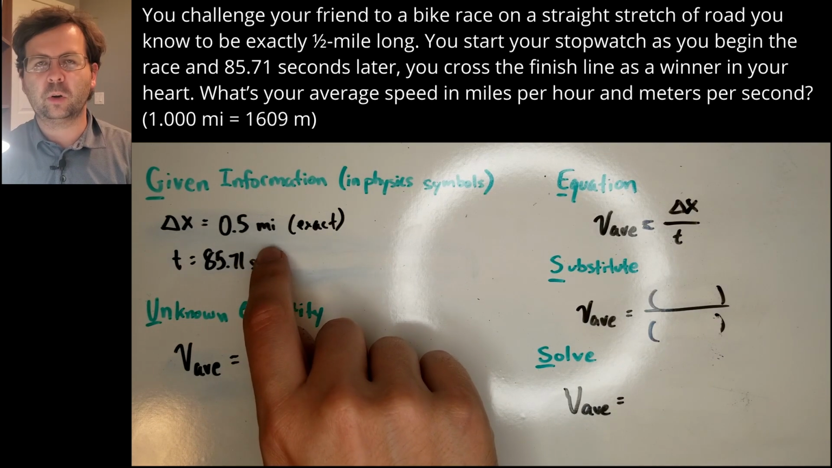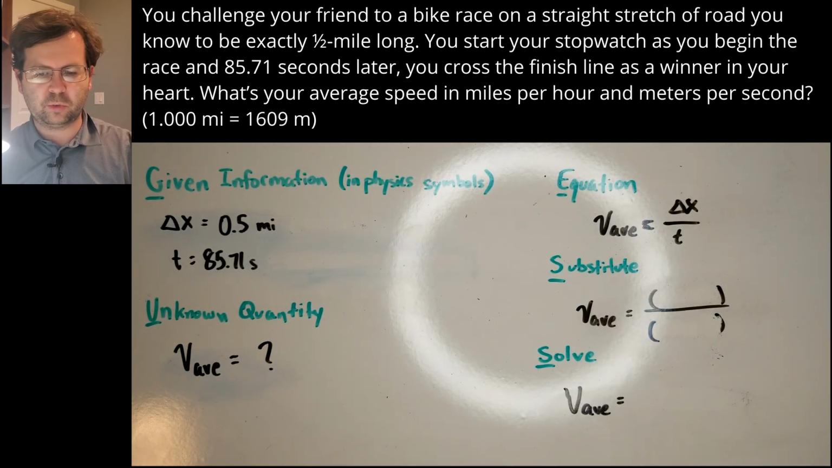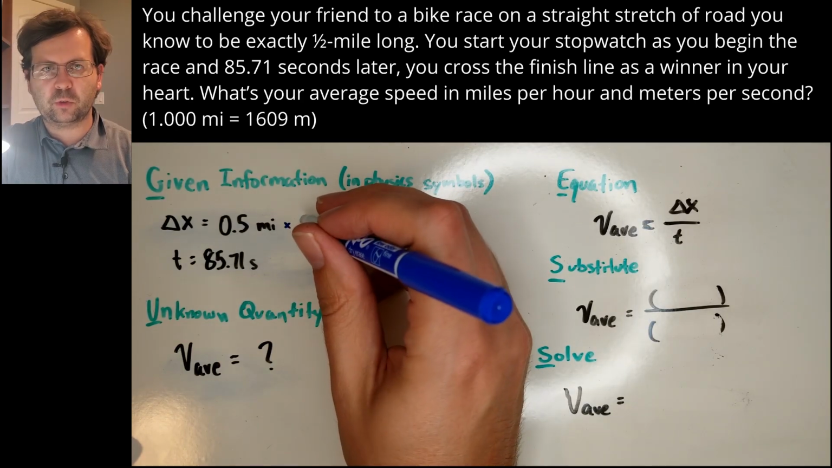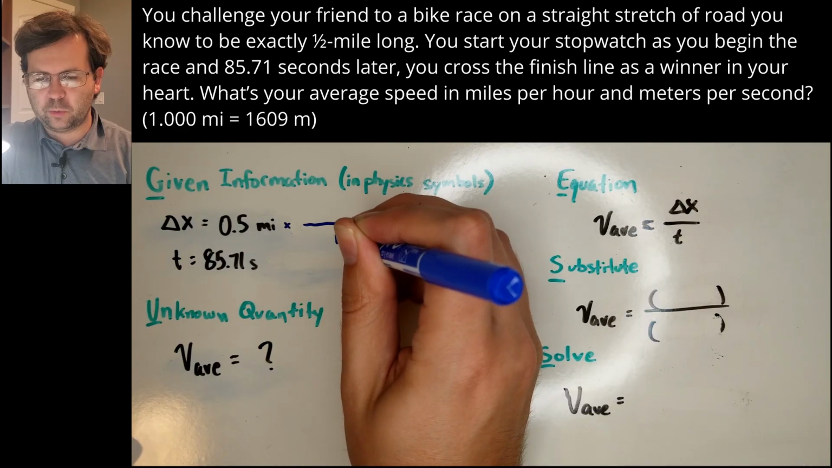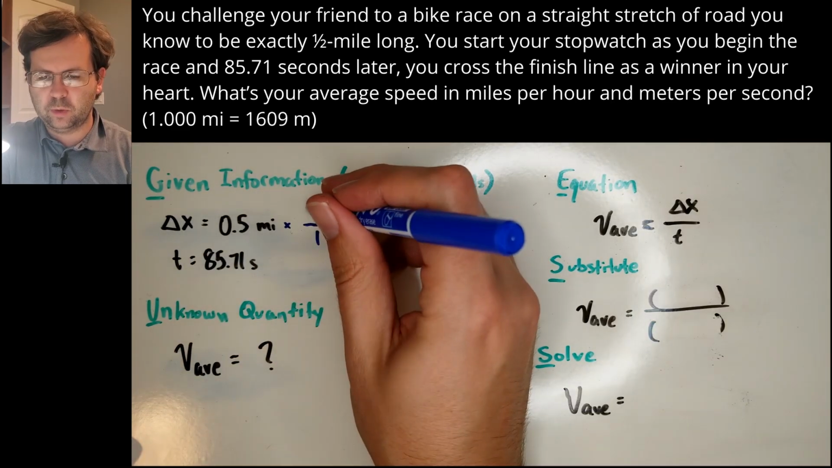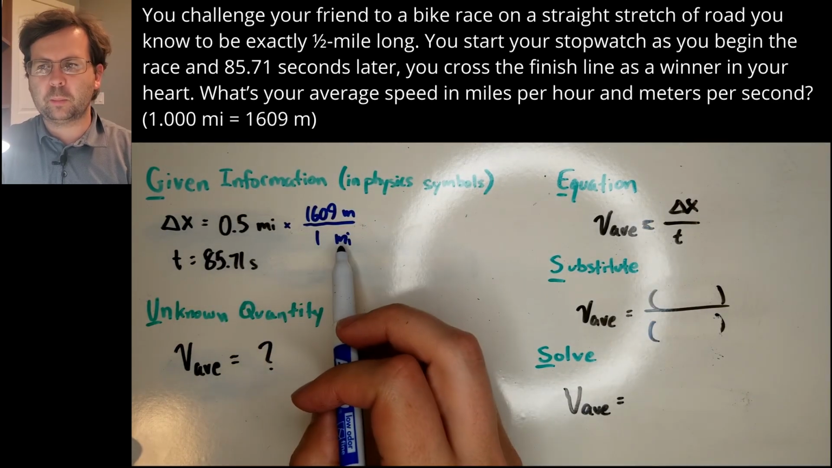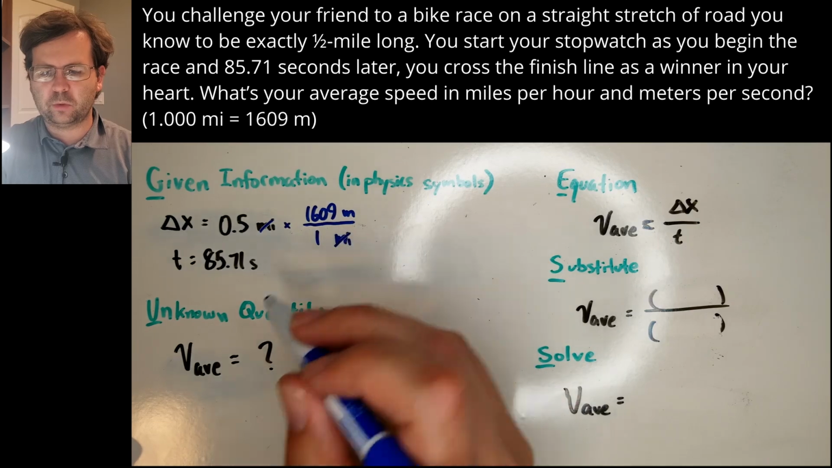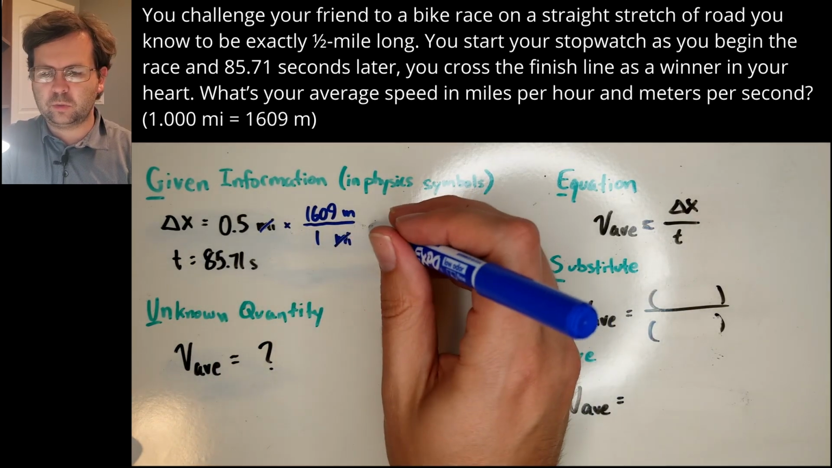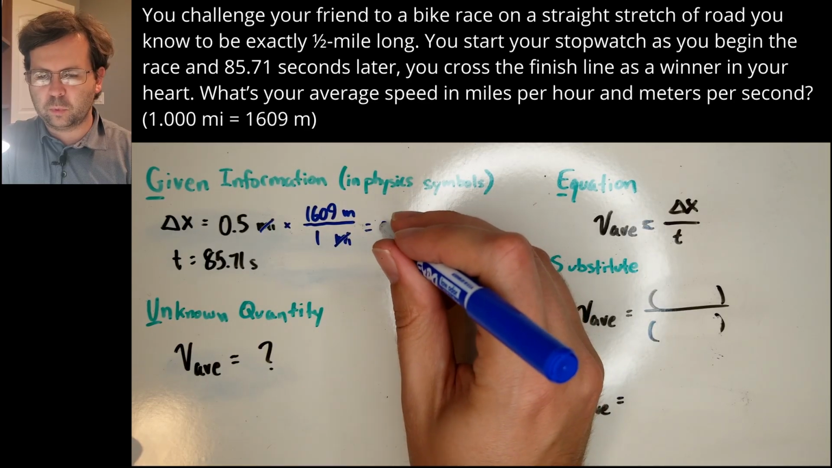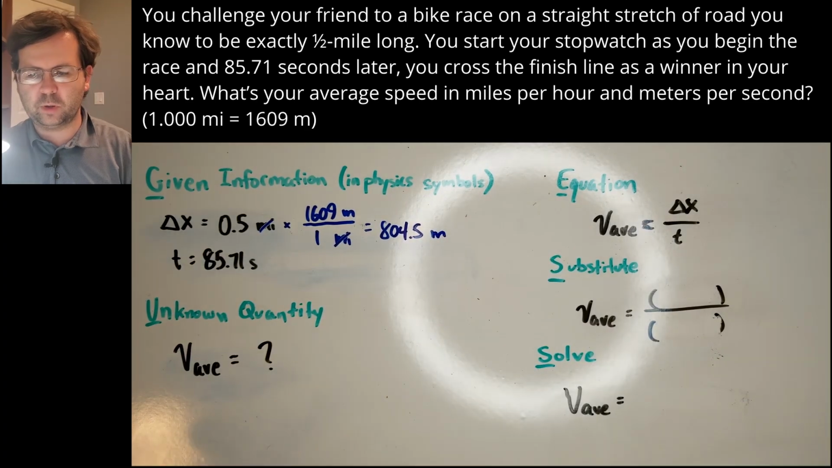What we need to do is turn these miles into meters. To do that, we can multiply by a conversion factor, and we have that conversion factor from the problem. We want to undo the miles, so we're going to put the miles down here: 1 mile, and we have 1609 meters. By multiplying by this conversion factor, the miles are canceled out, and we have meters. So 0.5 times 1609 is going to be 804.5 meters for our distance.